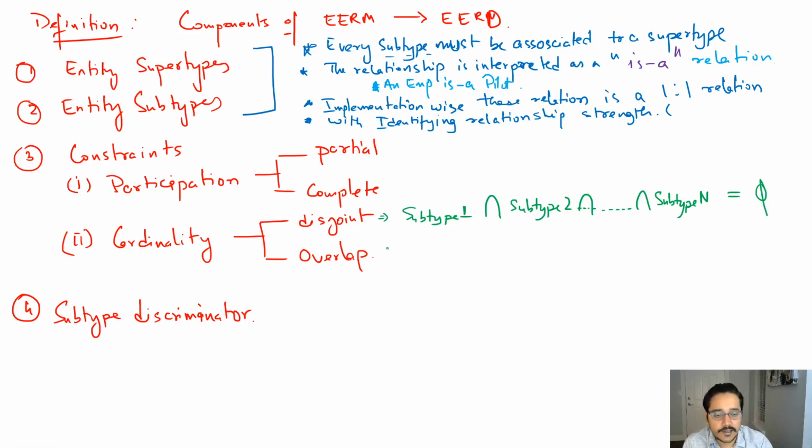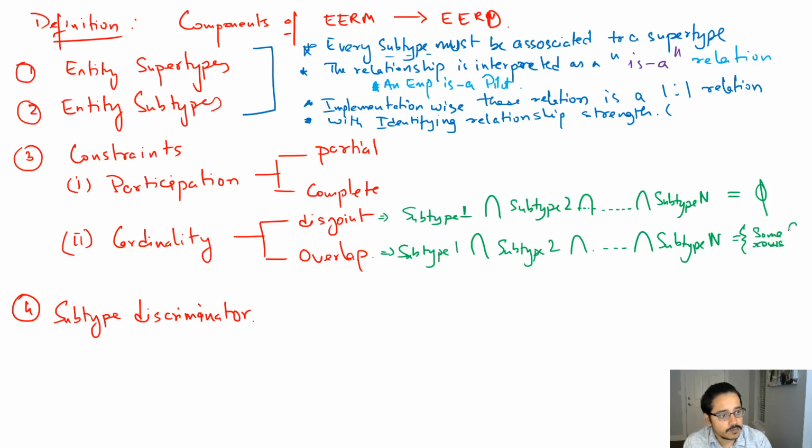Whereas if you have subtype 1 intersect, and intersect is the relational intersect operator, and I hope you remember what it does. If not, then you should revise it quickly from the relational operators video and come back to this, okay? And then up to subtype n, this will give us some rows. So this is basically the difference between disjoint and overlap.